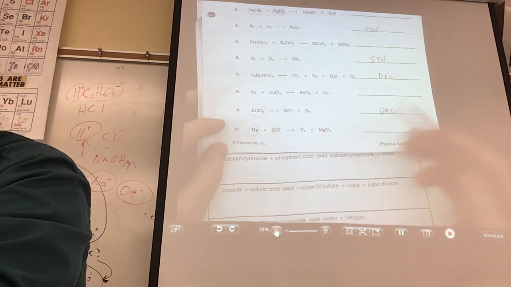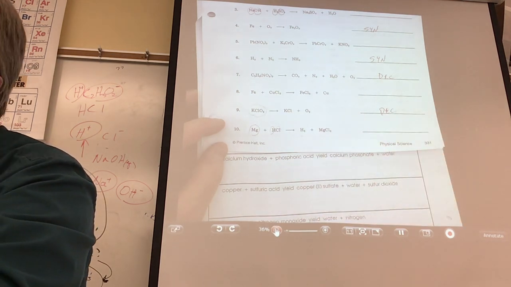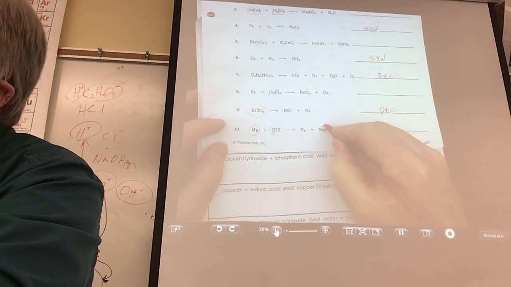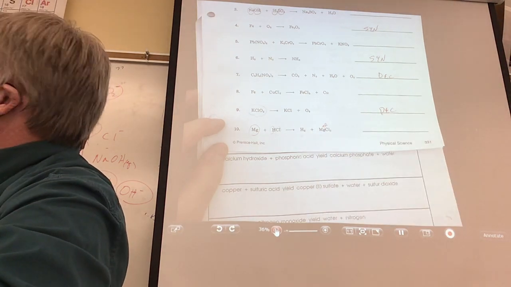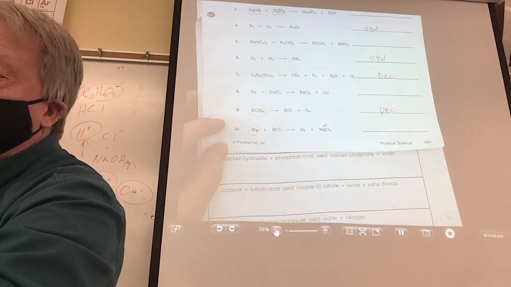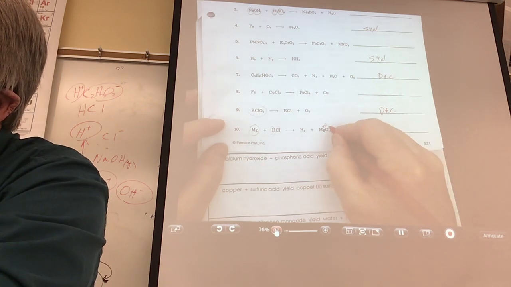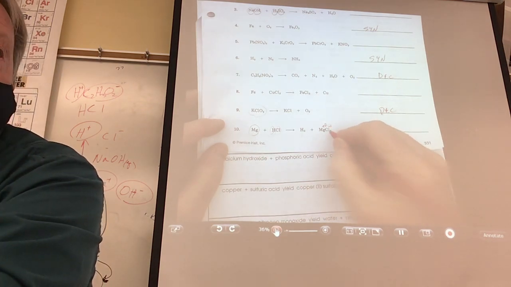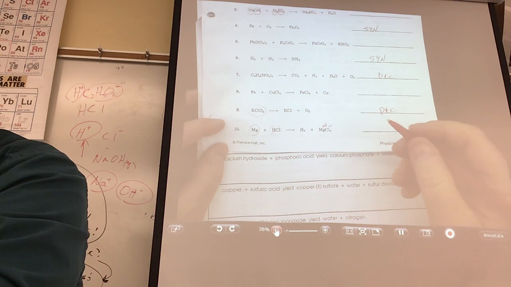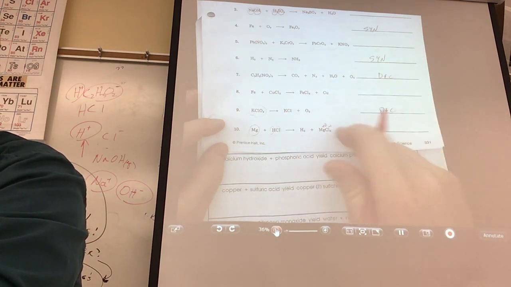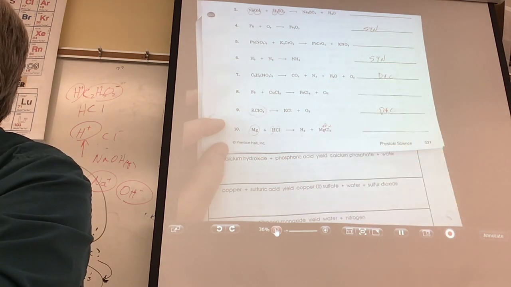Now, last chapter, how do you write magnesium chloride? Look up here. Magnesium is +2, is that right? What's chlorine? -1, that's why you had to have 2. See that? So I haven't balanced anything yet. I just make sure I write the formulas correct.